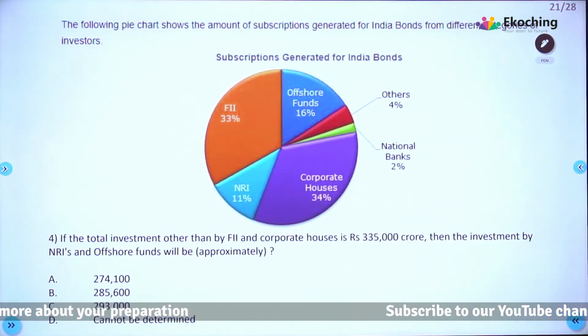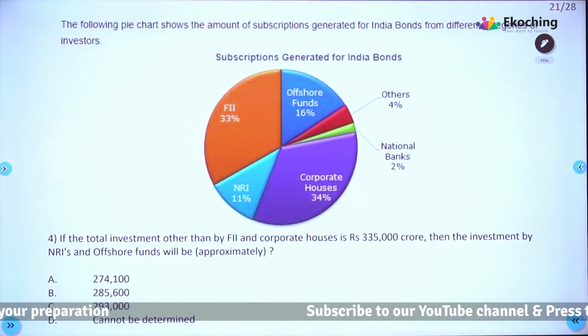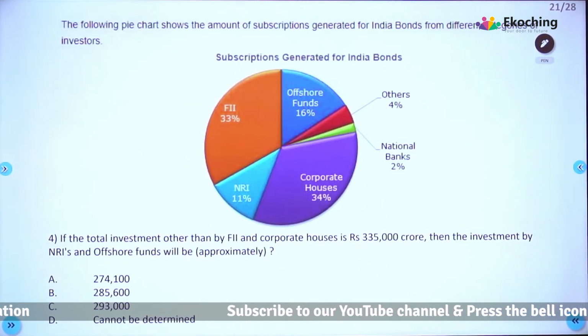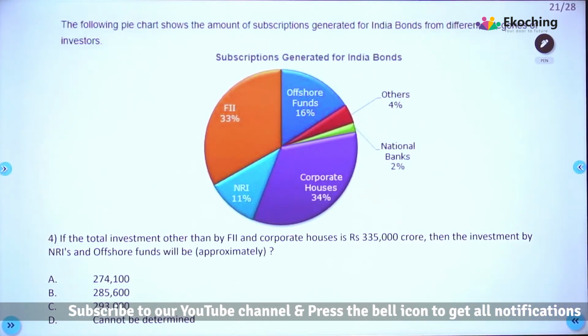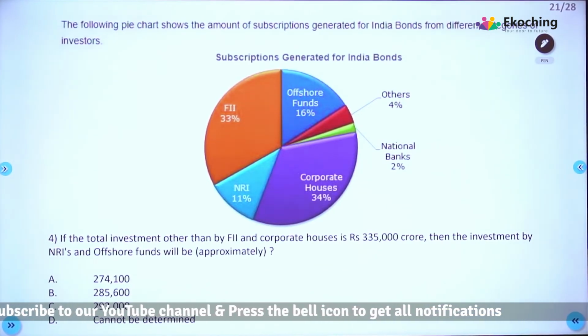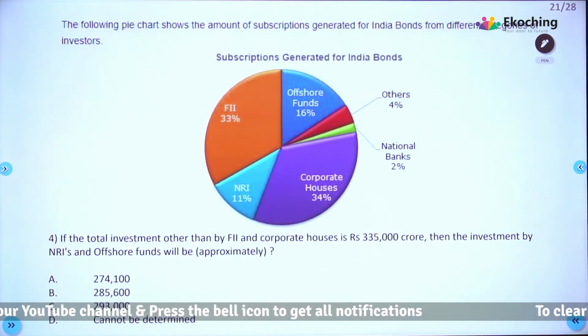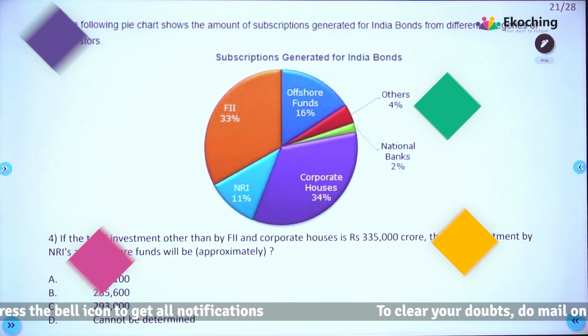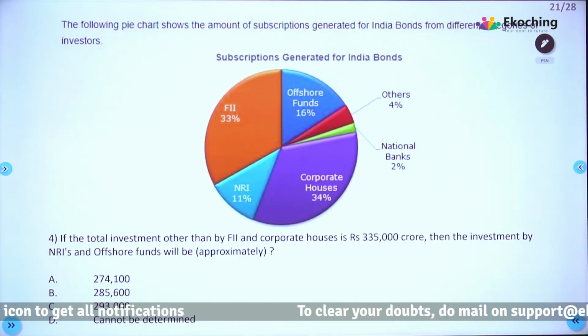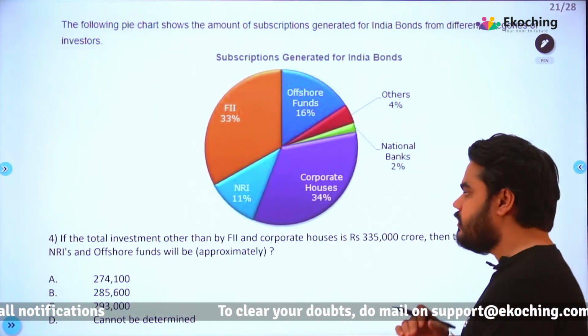If the total investment other than by FII and corporate houses is rupees 335,000 crore, then the investment by NRIs and offshore funds will be approximately what? Okay, moderate level question. I'm going to give you 1.5 minutes, 2 minutes maximum, then come back to me. Okay, so I hope by now you have tried to solve the question.